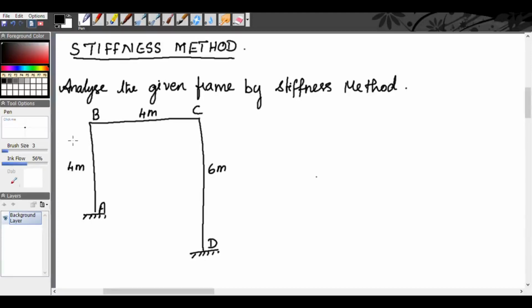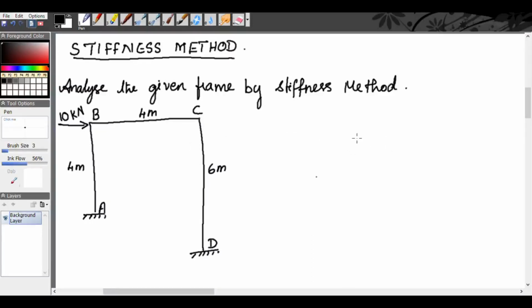It is also given that a 10 kilonewton load is acting at B. So this 10 kilonewton load is acting at the joint B. Because of this, we have two reasons here for the occurrence of sway. One is that the columns are of uneven lengths, and another reason is this 10 kilonewton load acting horizontally at the joint B. So these two are the reasons for the occurrence of sway here. But there will be only one sway, right? How the sway occurs, you all know.